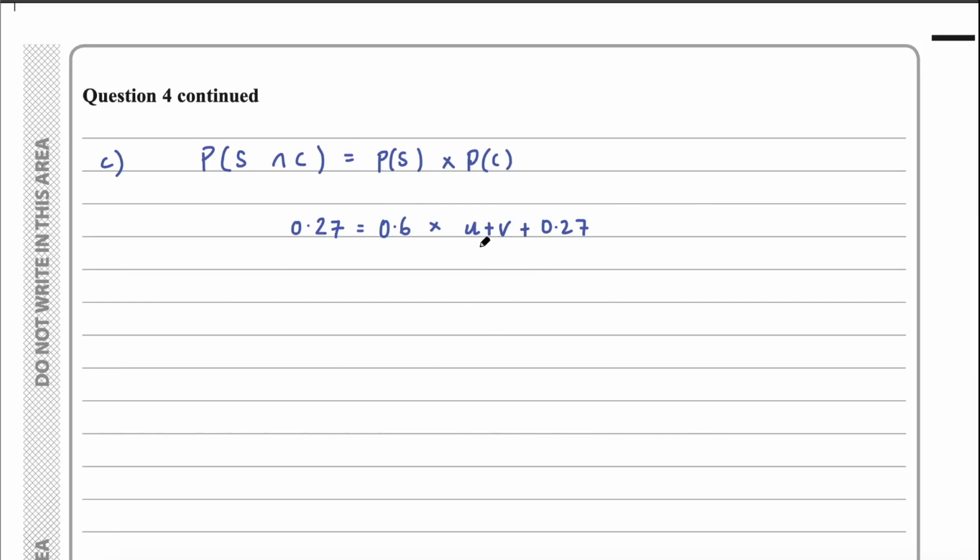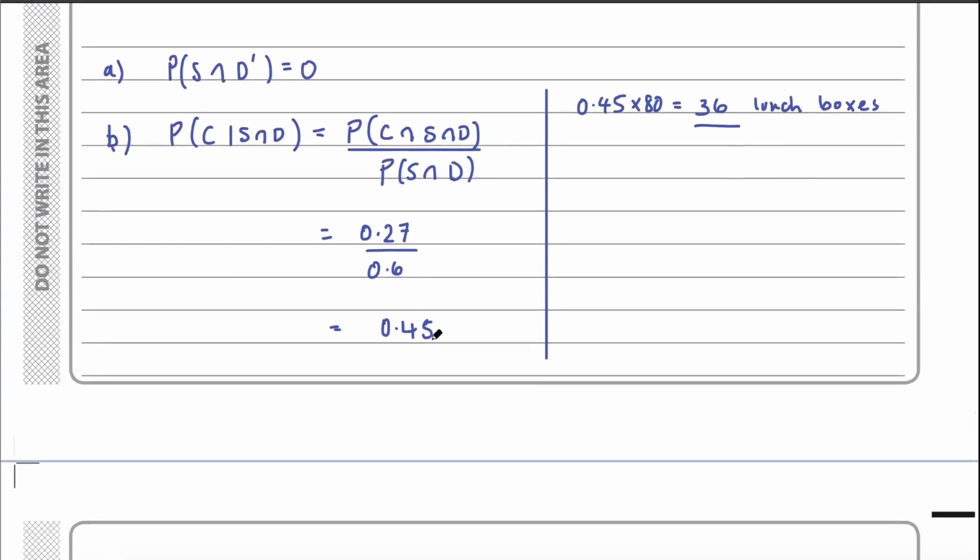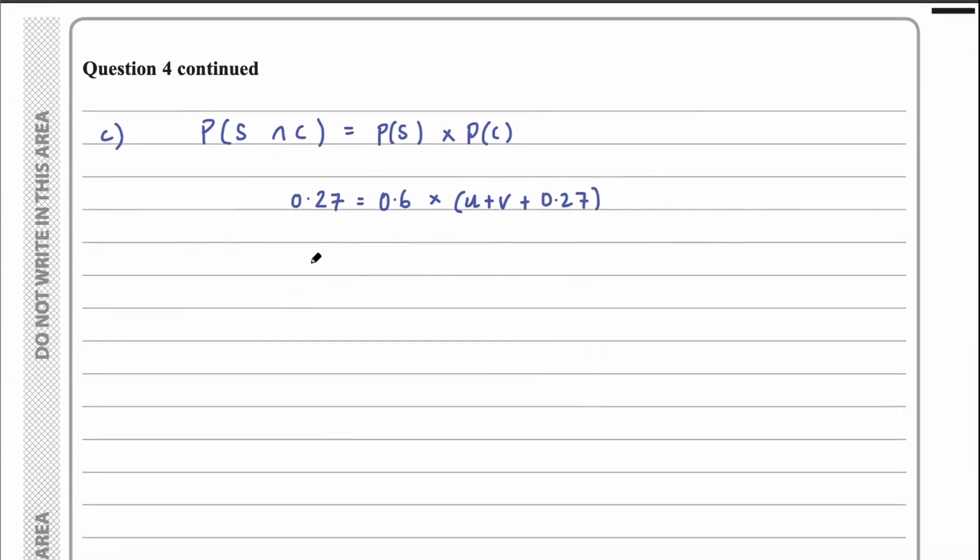I'm going to go ahead and simplify this a little bit. This is 0.6 multiplied by all of this. Then I could divide by 0.6, and we've actually already done that operation in part B. We got 0.45. So we could say 0.45 equals U plus V plus 0.27. Then subtract 0.27 from the left-hand side, and I'll switch it around, so I'll have the U plus V on the left-hand side. 0.45 take 0.27, that is 0.18. And I have U plus V equals 0.18.